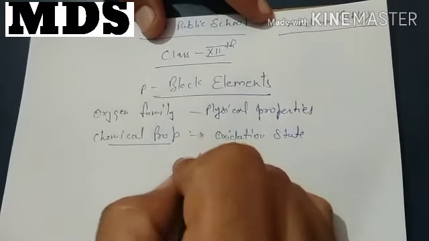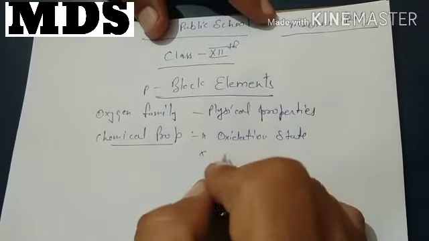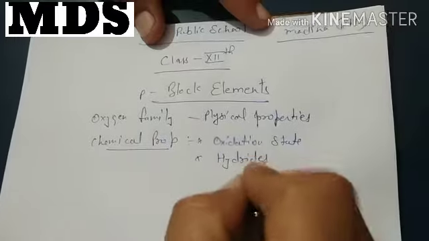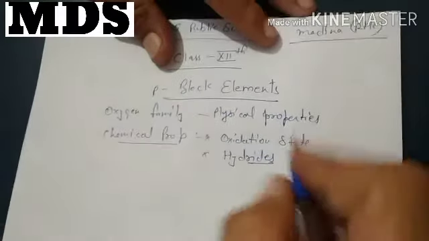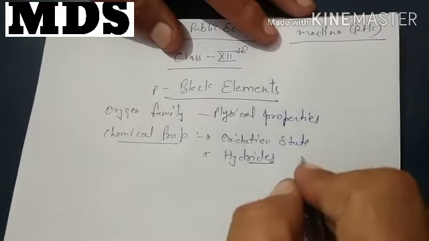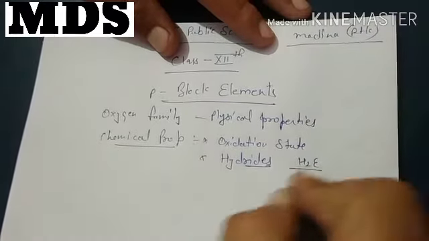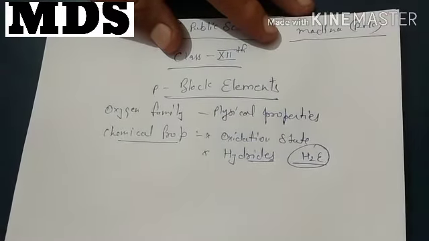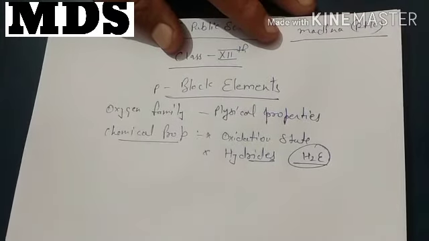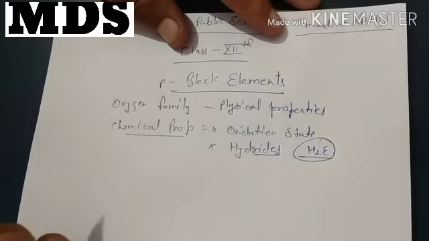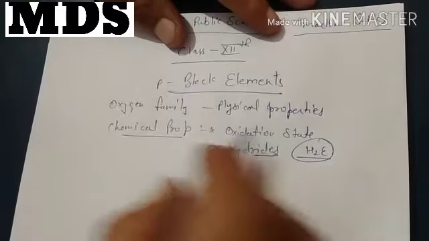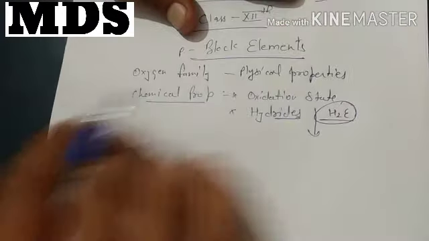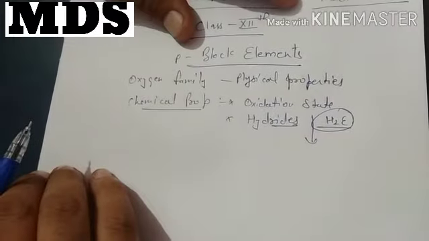Second thing, what kind of hydrides these elements form. They form H2E kind of hydrides. We discussed their acidic character and reducing property, and how the reducing property varies. Down the group, reducing property is increasing. So these two chemical properties we have already done.